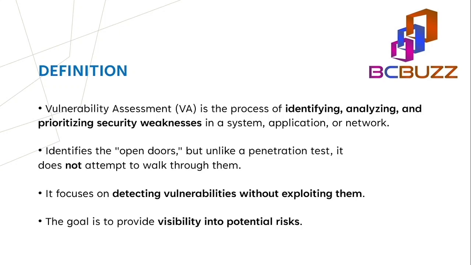Unlike a pen test, it does not attempt to walk through them, which means we should not exploit the weaknesses or the vulnerabilities we found. It only focuses on detecting the vulnerabilities without exploiting them. The main aim is to find any vulnerability or misconfiguration on our system, application, or network. Our goal is to provide visibility into potential risk. We only have to find the potential risks in our systems or applications. We should not exploit them.